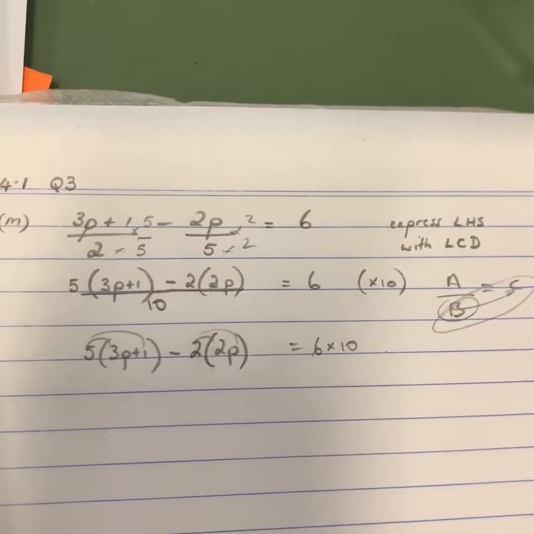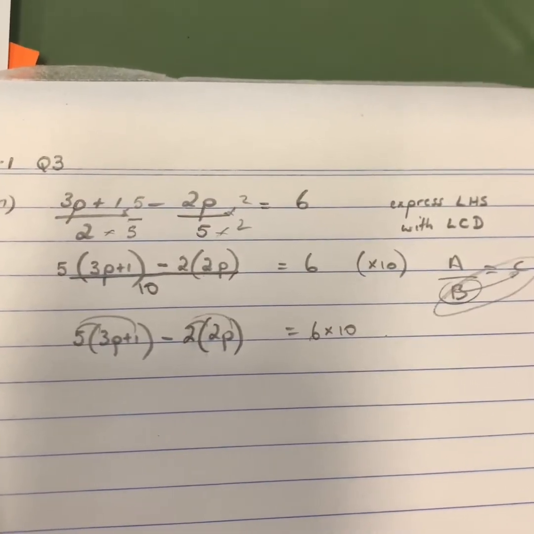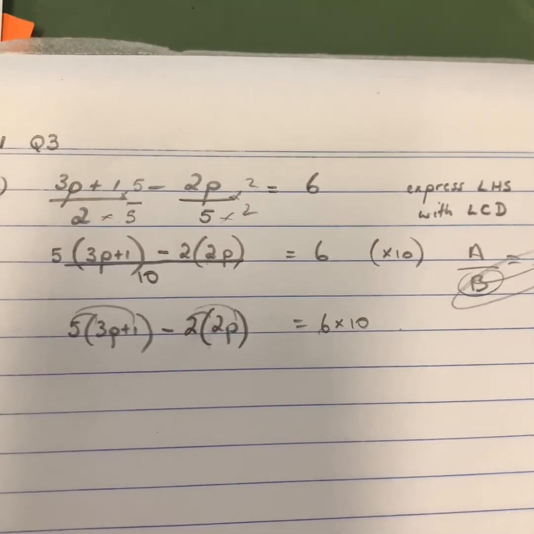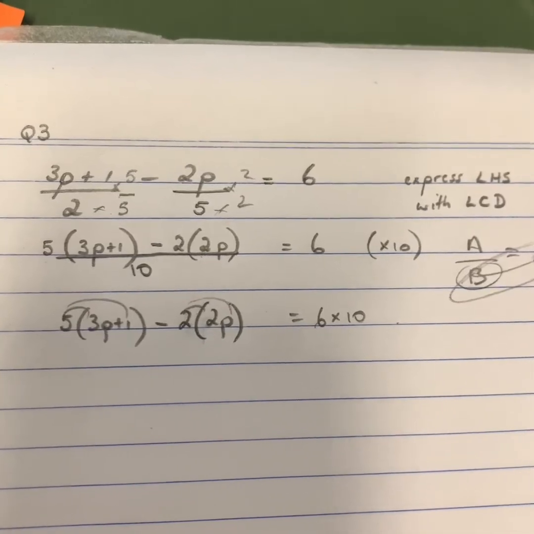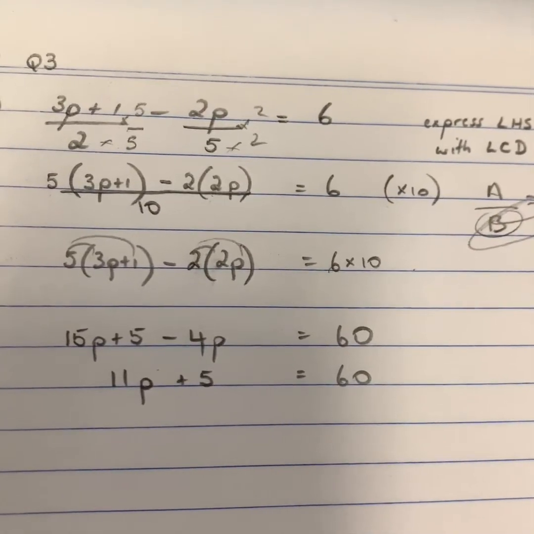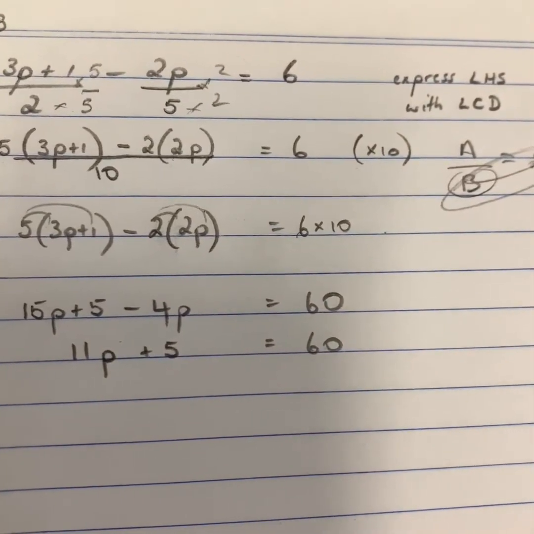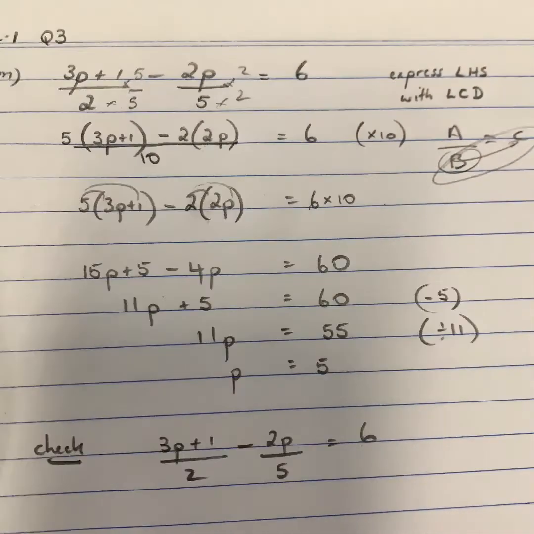So looking there, you can see that I've multiplied by 10, and I'm also about now to apply the distributive law to the left-hand side to then group the p's. So we've got 15p minus 4p is 11p, plus 5 equals 60. Take away the 5, divide by the 11. Now when you can see that, I've done that.